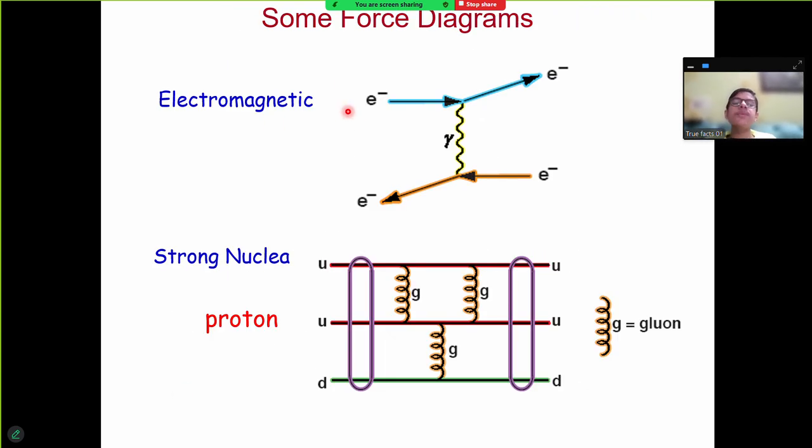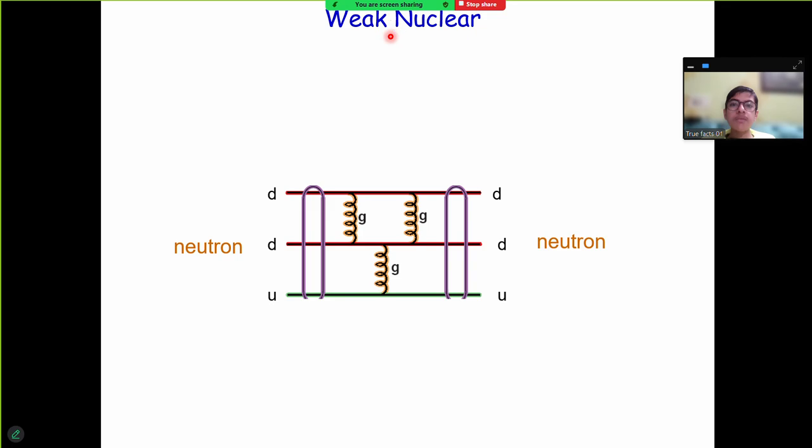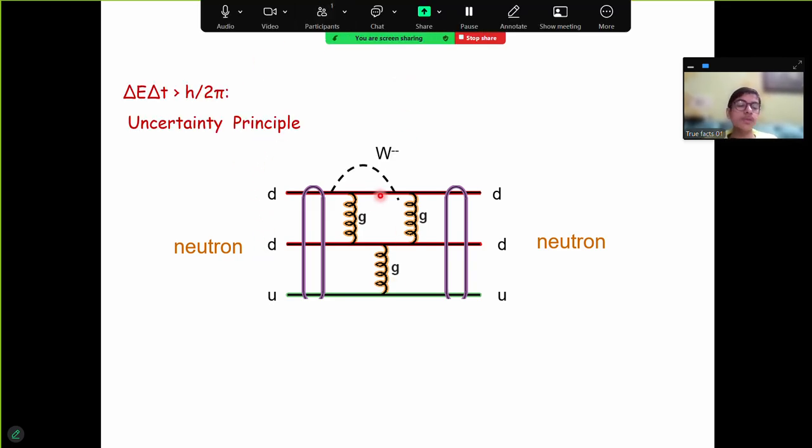We have some diagrams: the electromagnetic force that I just explained to you. Then we have the strong nuclear force, where the carrier is g, the gluon. Then on the next slide we have the uncertainty principle, because we are not able to determine both of them at the same time.